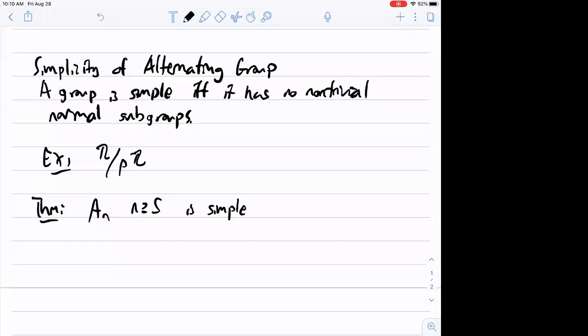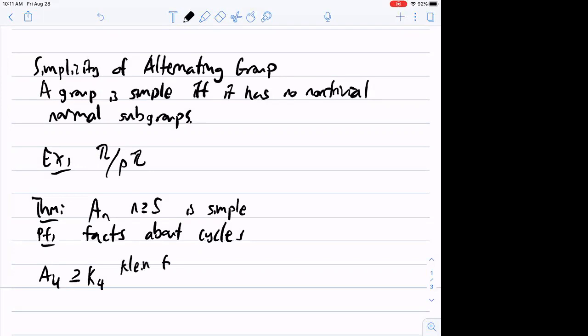The proof uses facts about cycles. Let me just say that; you could read it in your book. So you might ask, what about A4? There exists the Klein 4 group. Some people write it as K4, the Klein 4 group.